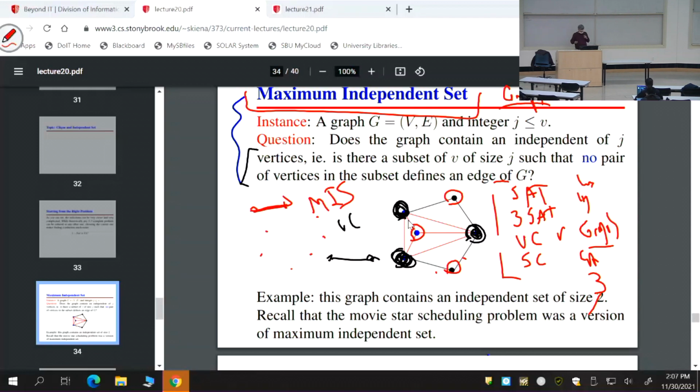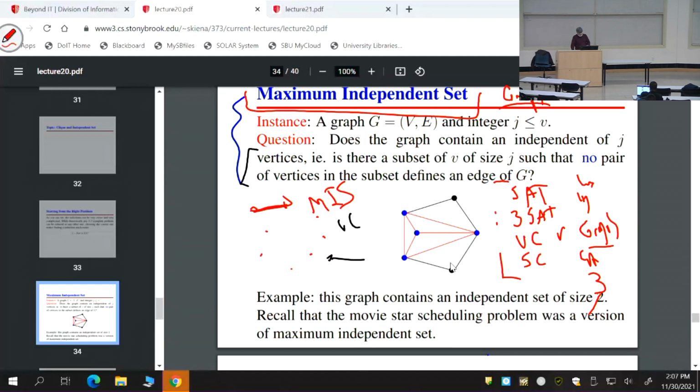Why? If no edge goes between two vertices in my maximum independent set, if there is no edge like that, every edge is either between two vertices that are outside the independent set, or they are edges with one vertex outside the independent set. That means that the set of vertices that are not in an independent set are a cover.